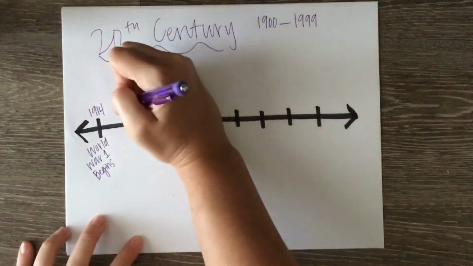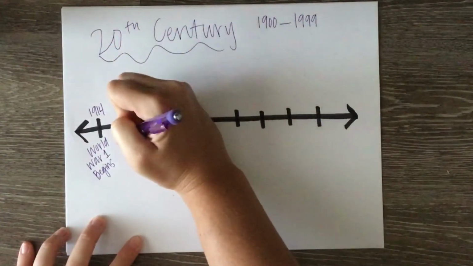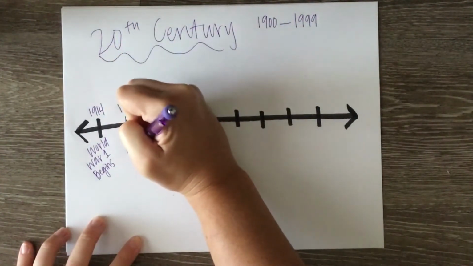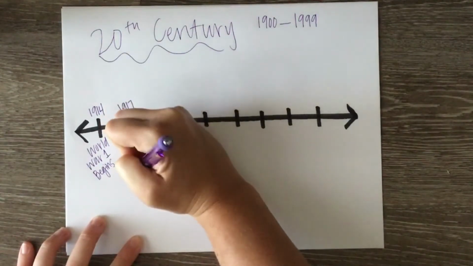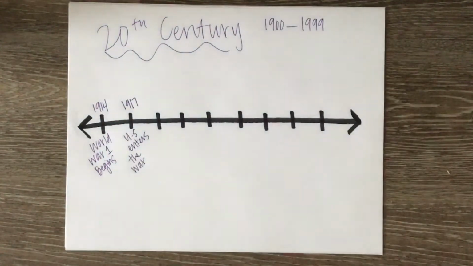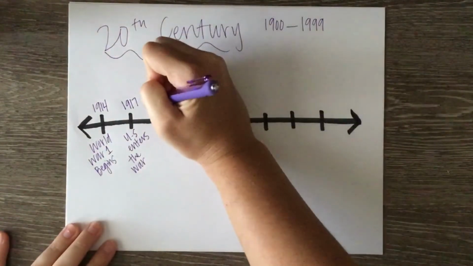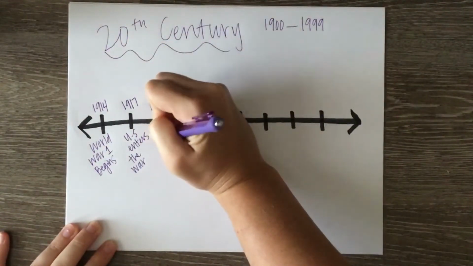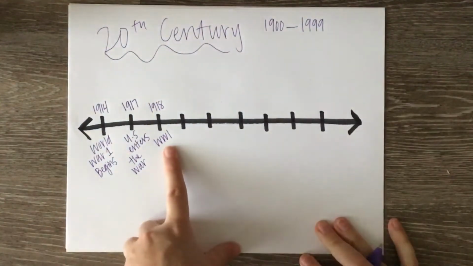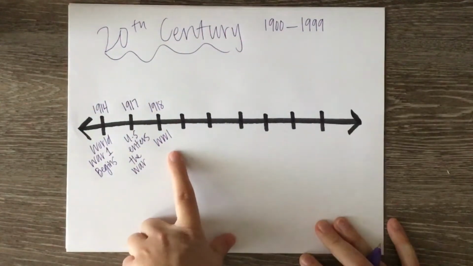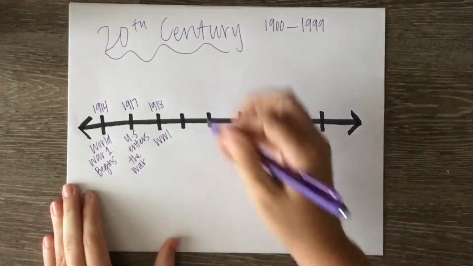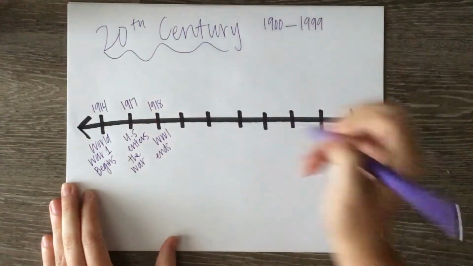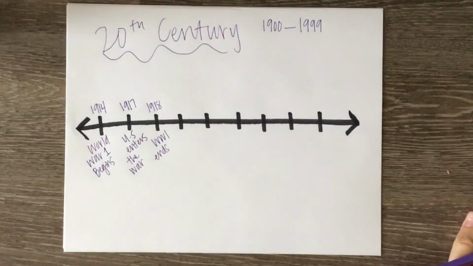In 1917 is when the U.S. enters the war. So the United States didn't enter World War I until 3 years after it had started. And then in 1918, which is our next date, this is when WWI, you can just write it like that, it's just the Roman numeral 1, World War I ends. So in 1918, World War I ends.